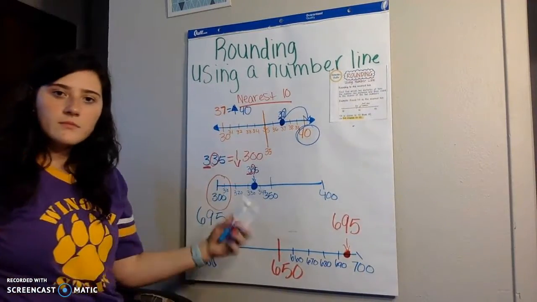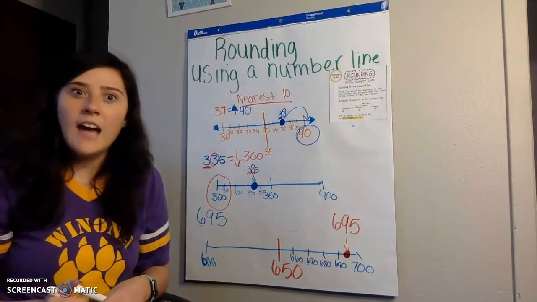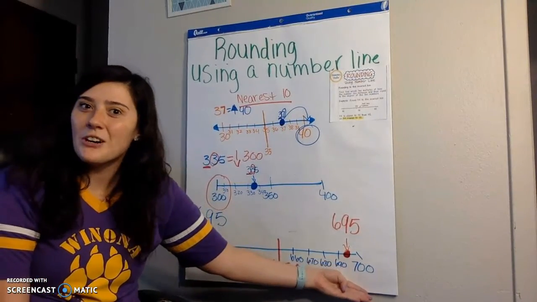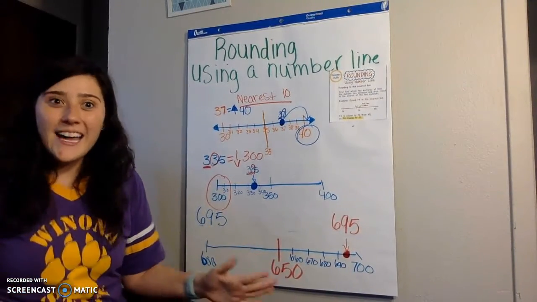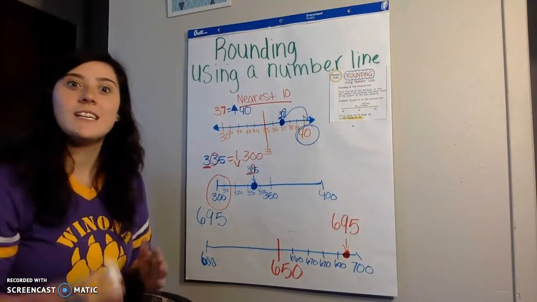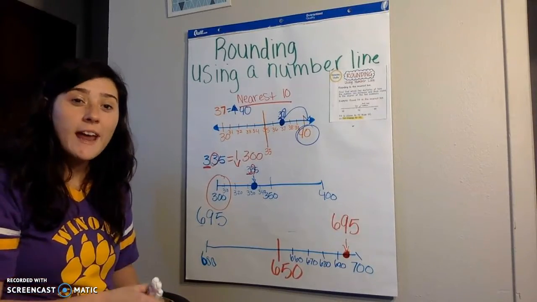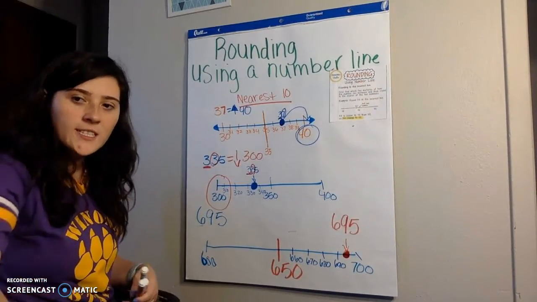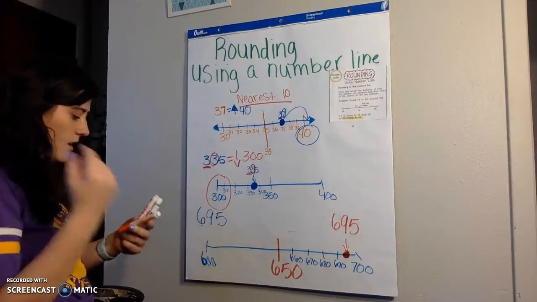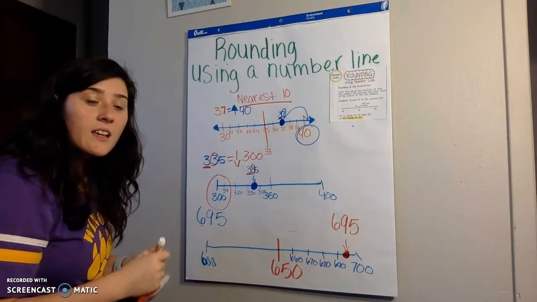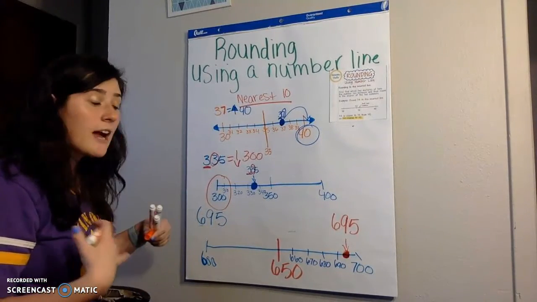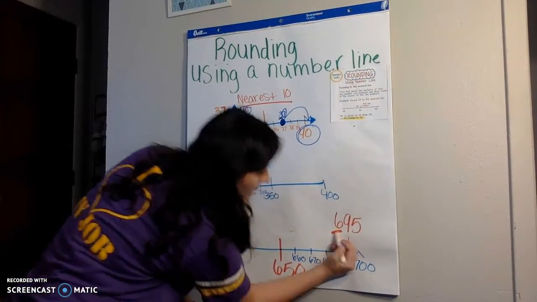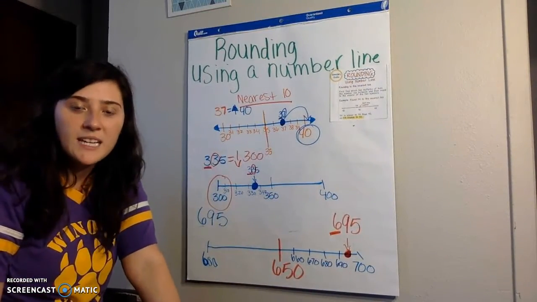So now this is actually pretty easy, because you can just see what's closer. What is the closest 100? But we're going to follow our rules and our steps to help us ingrain it in our brain so then we can do this on our own. So my first step is to what? Underline the number in the place that I'm rounding to. I'm rounding to the nearest 100, so I have to underline the 6 in the hundreds place.